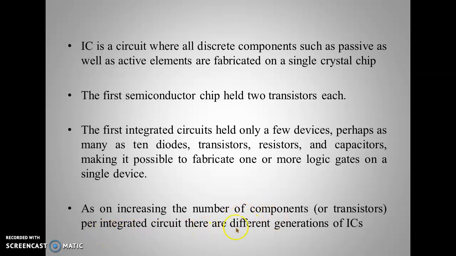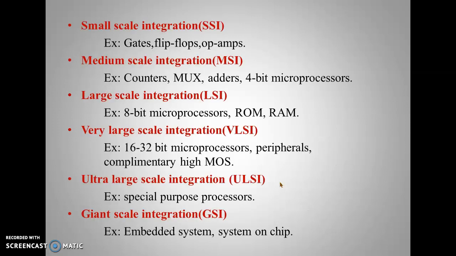Okay, so there are different generations of ICs. Just like our computers, we can see Pentium 1, Pentium 2, now i5, i7, i8 are different generations. Similarly, these are nothing but the processor being used in that particular device. So this is nothing but the number of components placed in this particular IC. So coming to the generations, we have different types of generations.